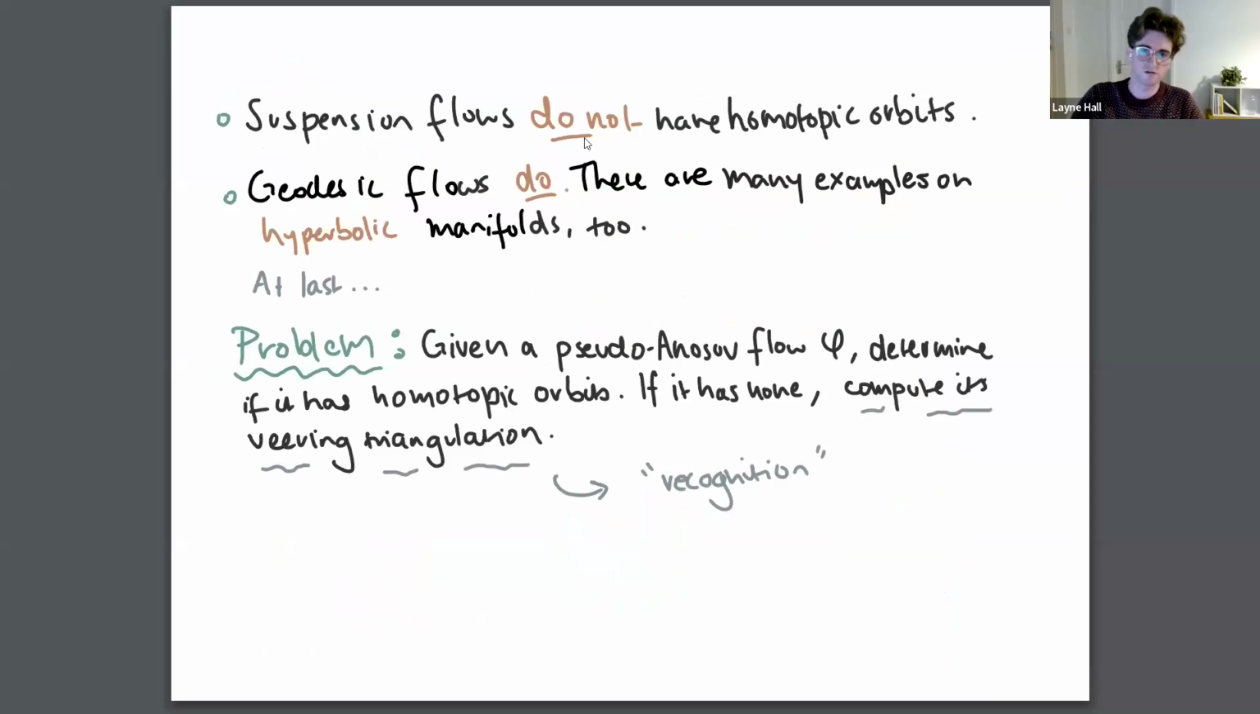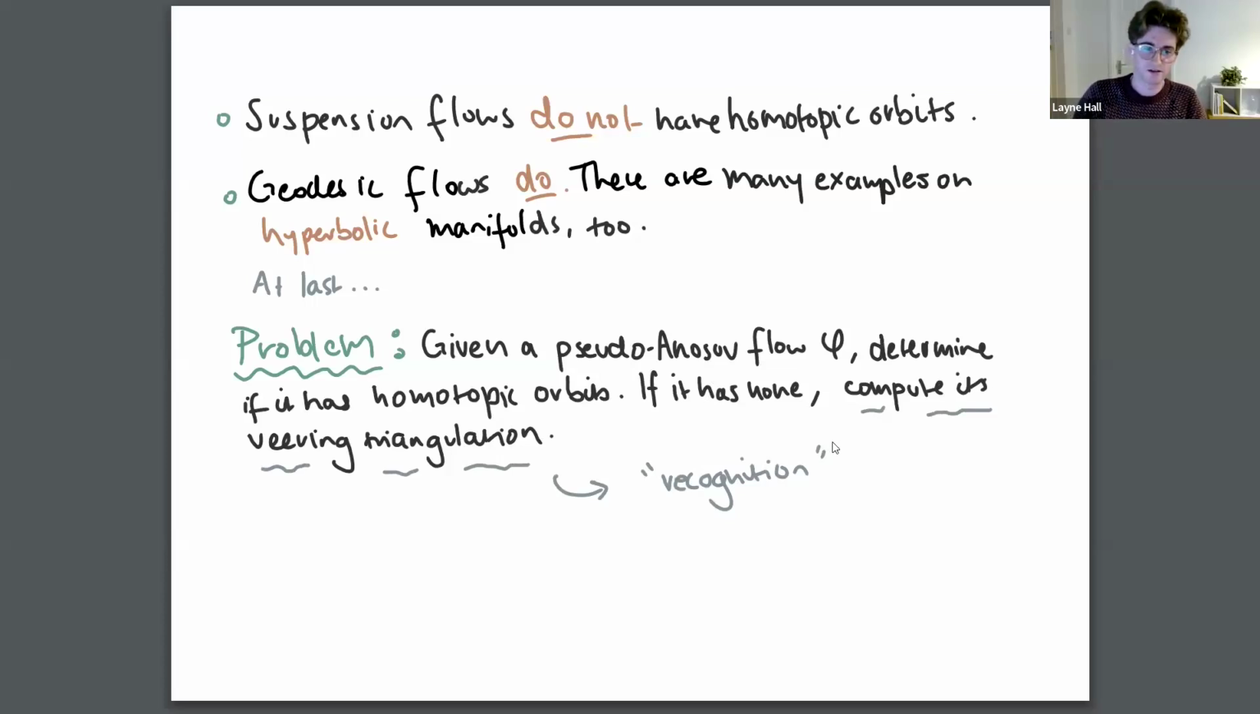Suspension flows do not have homotopic orbits. They are in the good setting. Geodesic flows are in the bad setting. They do have homotopic orbits, and there are in fact a lot of examples on hyperbolic manifolds that do as well. So there is a serious decision to be made, and so it takes us to the 5% of the story that is the problem, which is, given a pseudo-Anosov flow in this finite complex description, tell me if it has homotopic orbits. In other words, tell me if it's in the good setting. If it is in the good setting, go ahead and find the magic invariant that solves all sorts of recognition problems that I might want to solve.